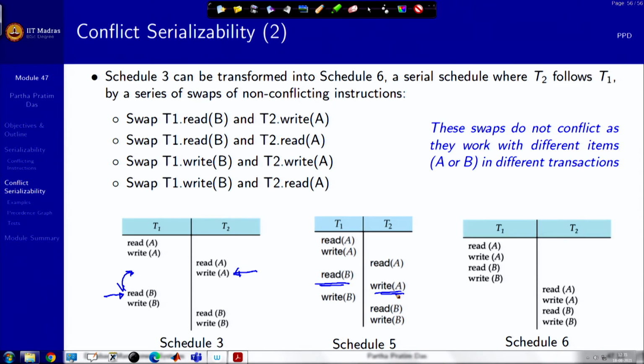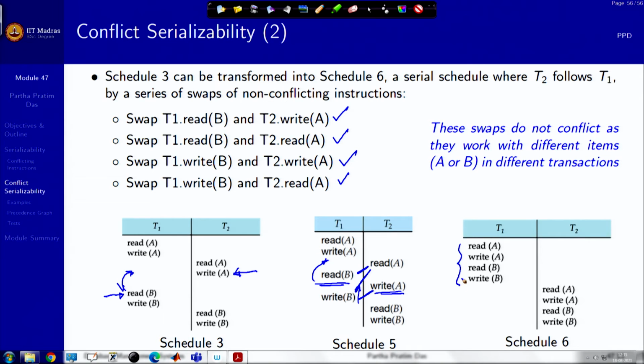Once I have done that, then I look at these two. These are also not conflicting because both of them are reads and they are from different locations. So, I can swap that. Then I can look at write B, write A, two different locations, I can swap them, write B can also move up. Then I can look at write B and read A, different locations, that can also move up.